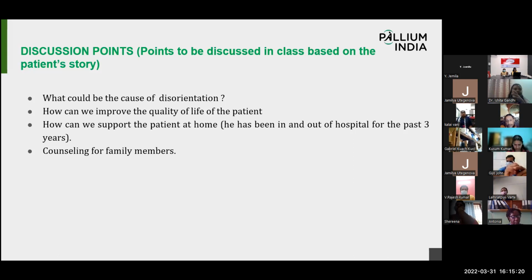Don't let the patient suffer. Just because the patient has cancer, the pain would be there. Obviously, the pain would be there. No, the pain can be managed. The pain should not be there. So manage that. Does this answer our second question properly?